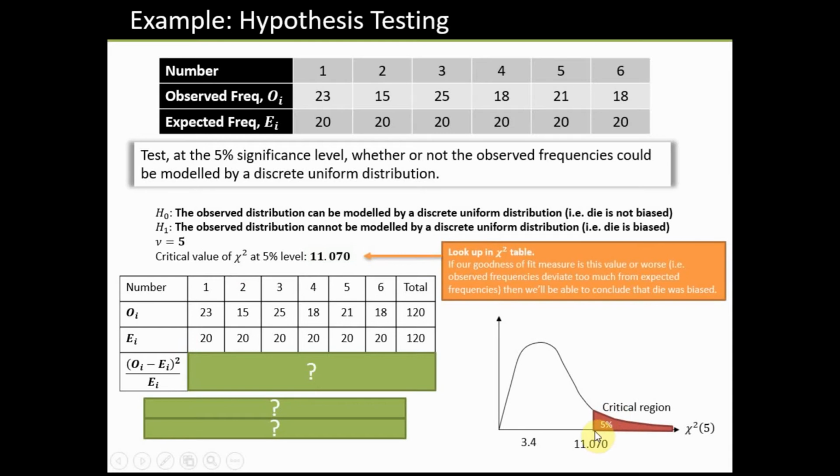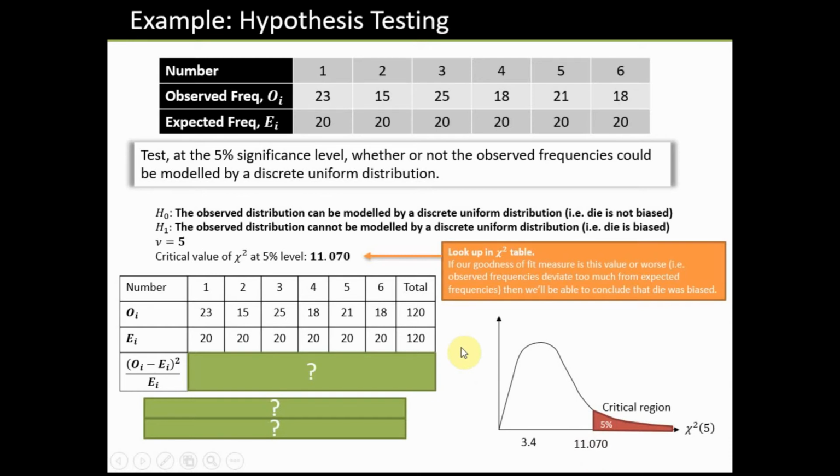With all goodness of fit tests, the alternative hypothesis will come along if there's a big difference between the O's and the E's. So that would make this value large, and hence the critical region is always going to be at the top end of the chi-squared distribution. So this is the shape of the chi-squared distribution, and our critical region will always be at the top end. So anything greater than 11.070.